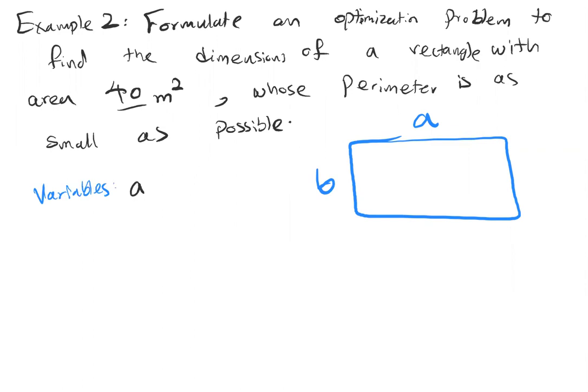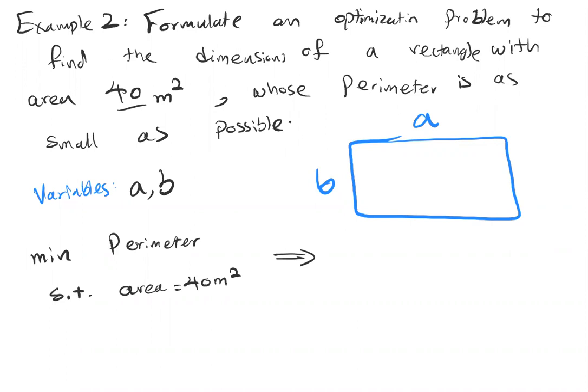Our variables are A and B, the width and height of the rectangle. So our objective is minimizing perimeter, and our constraint is subject to the area being 40 meters squared. Let's try to write this mathematically. Our objective is minimizing A plus B plus B, which is our perimeter. Our variables are A and B, and our constraint.